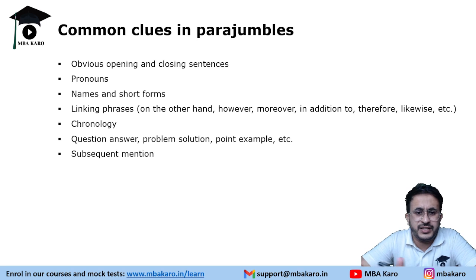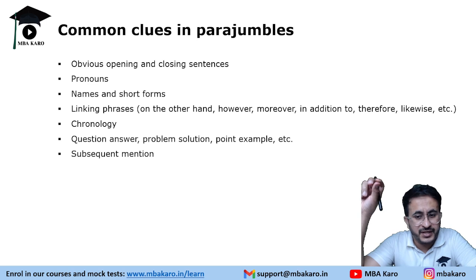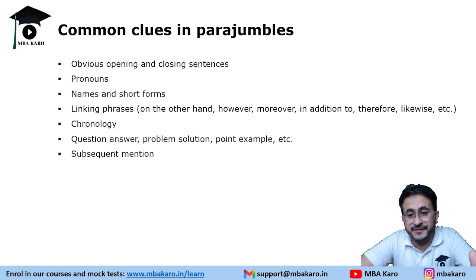Parajumbles has certain clues, like sometimes you have obvious opening and closing sentences. Then there are clues like pronouns, where you need to know that the pronoun has been used, so it might refer to some noun in the beginning. But these are not hard and fast rules. Sometimes the four sentences might be taken from the center of the paragraph, and it includes only pronouns. Names and short forms: always remember, if a name is mentioned, the short form will be used later. If it's World Health Organization and WHO, then World Health Organization will come first, and only then you will use the short form for it.